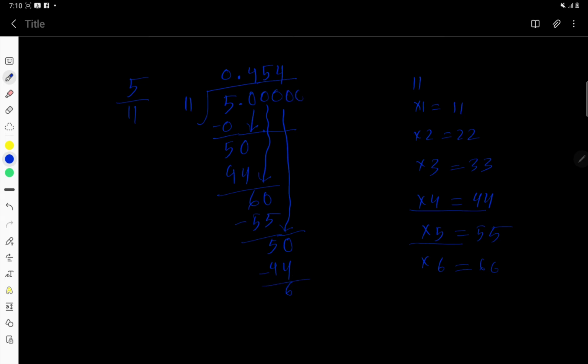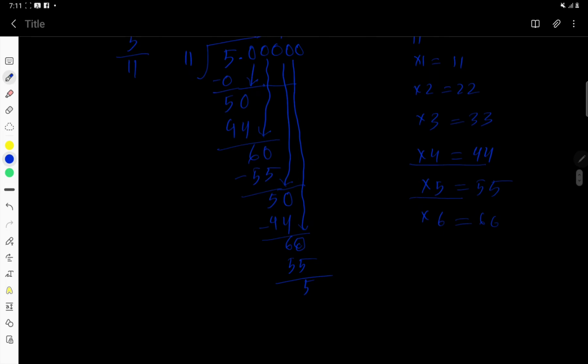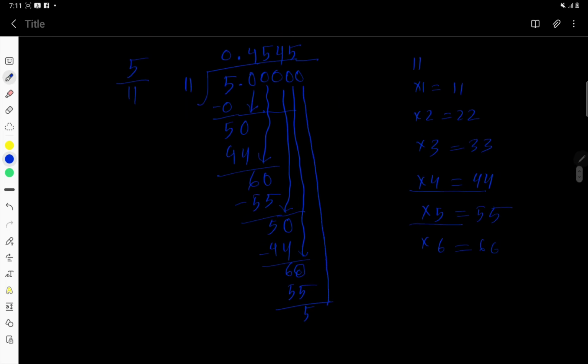Now you can consider any number of 0, you know. Now bring down this 0, 60. Then 11 goes into 60 how many times? 5 times. 5 times 11, 55. If you subtract, then 50. Now bring down this 0, 50, right? 11 goes into 50 how many times? 4 times. 4 times 11, 44. If you subtract, then 6.